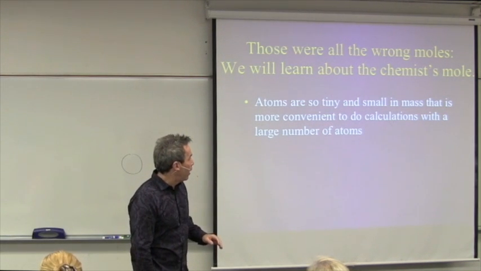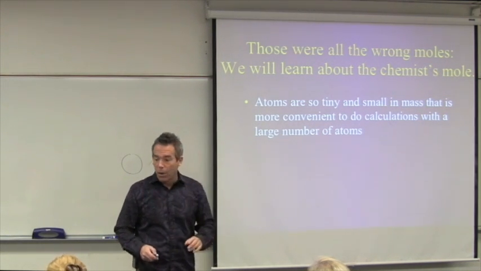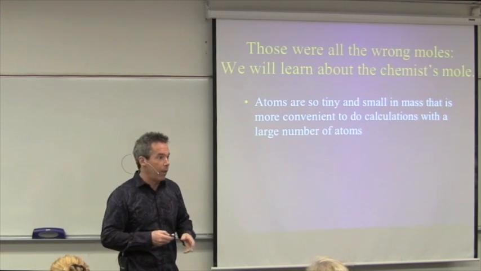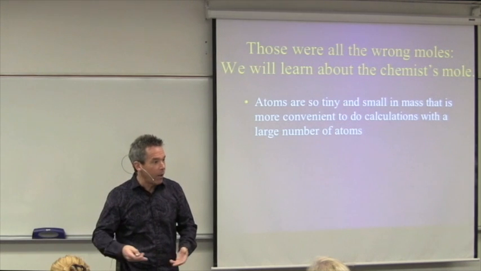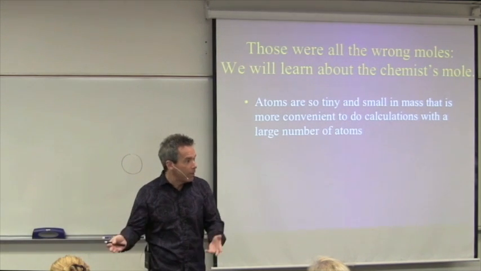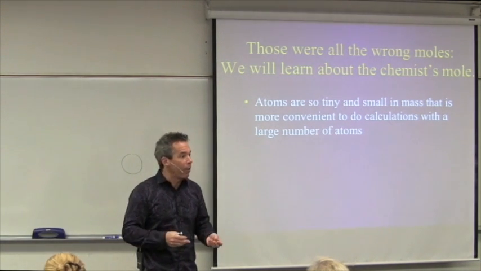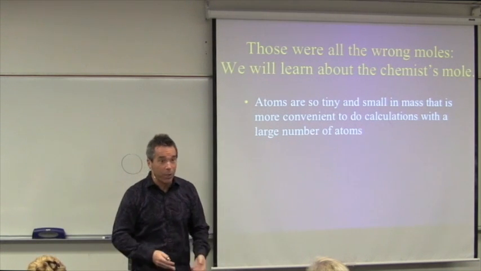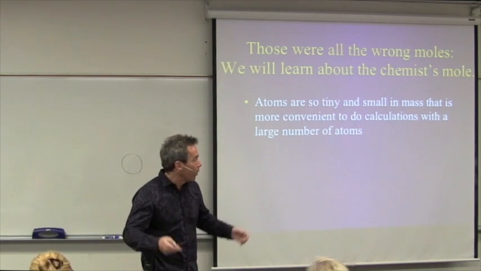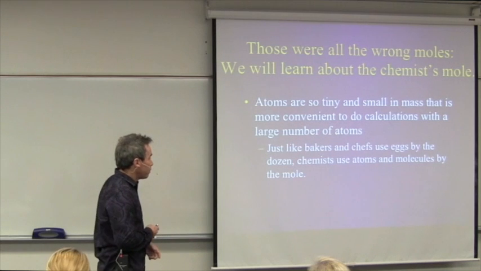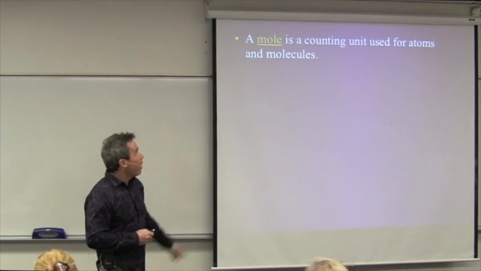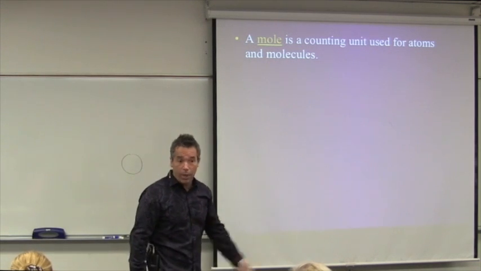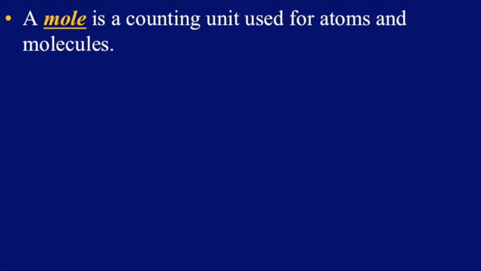To give you an analogy of a mole, bakers do the same thing. When they are buying eggs, they never go and buy one egg at a time, right? How do they buy the eggs? By the dozen. So think of the mole as how chemists get our atoms and molecules. We'll get them by the mole. It's more convenient that way. So mole is a counting unit used for atoms and molecules. Just like a dozen is just a counting unit.